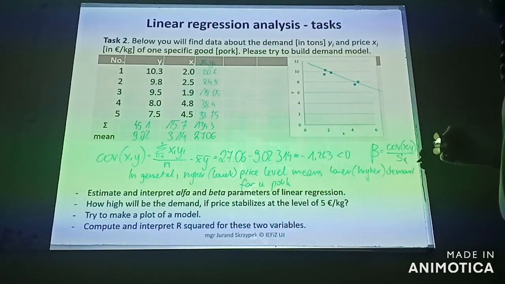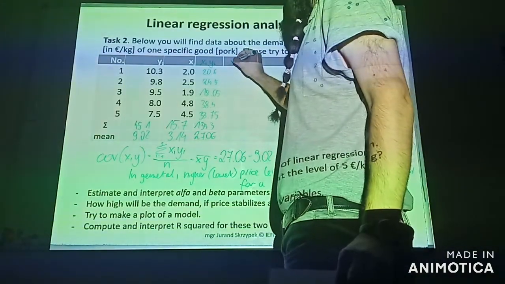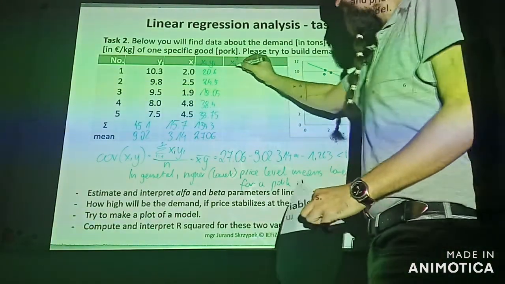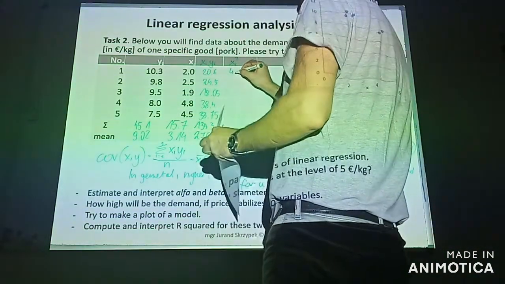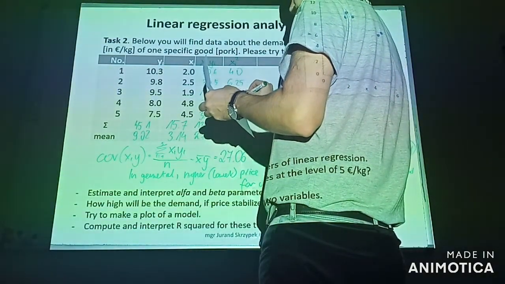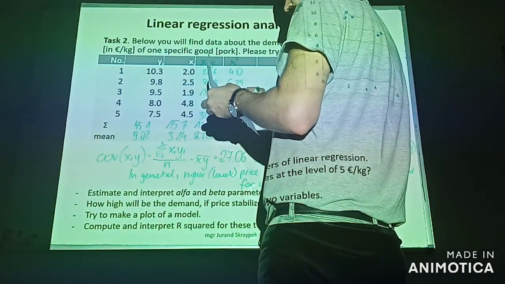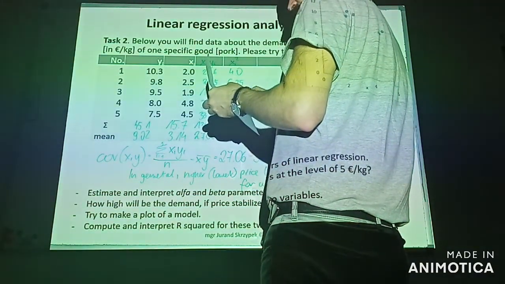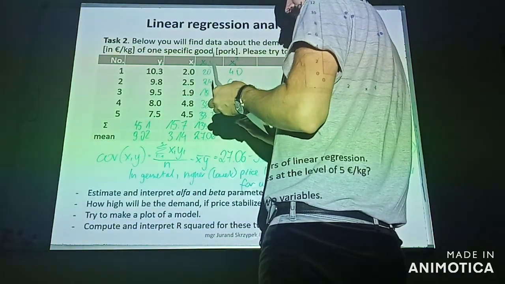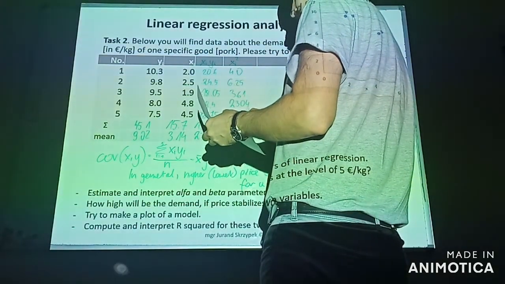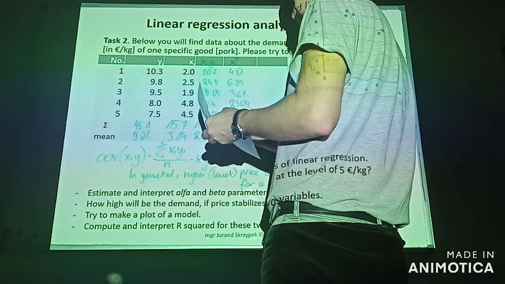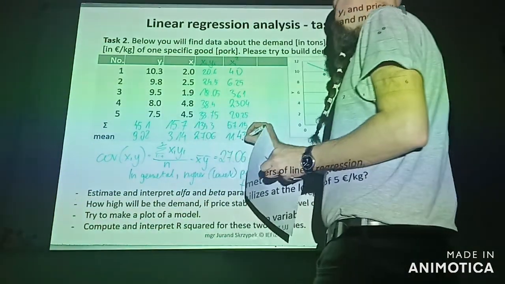Okay, variance of the price level. We need the column of squared values of x. 2 squared is 4. Here we have also 6.25, 3.61, 23.04, and 20.25. The sum of squared values is 57.15, and the average square of the price level is 11.43.